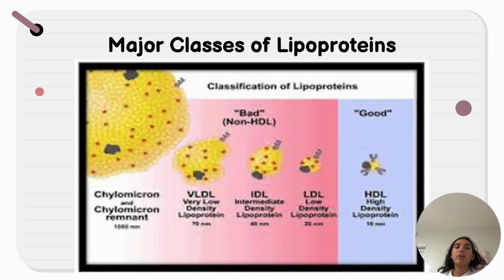LDL serve as the main carrier of cholesterol to peripheral cells, where it's used for membrane synthesis and steroid hormone production. However, elevated LDL levels contribute to what is known as bad cholesterol. Finally, there's high-density lipoproteins, or HDL, which perform the reverse function. They scavenge excess cholesterol from tissues and deliver it back to the liver. HDL is protective and is often referred to as good cholesterol. Together, these classes form a dynamic system within our bodies.